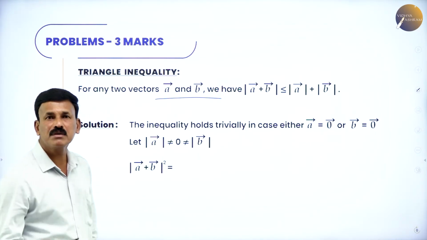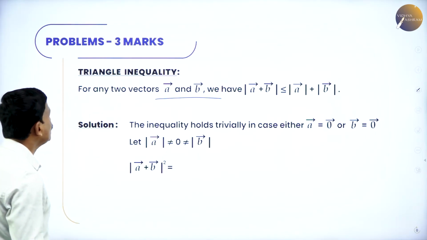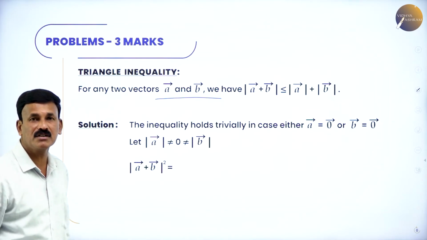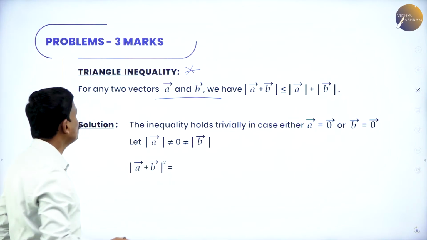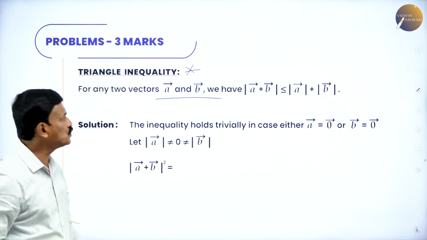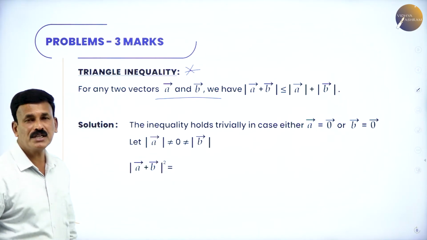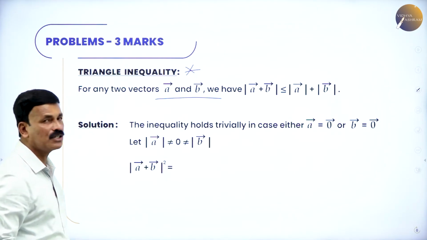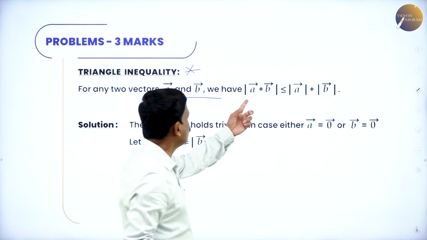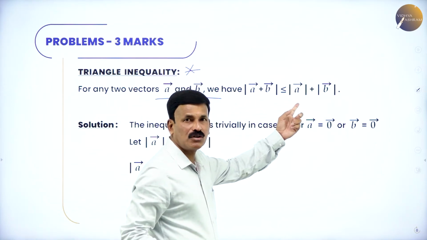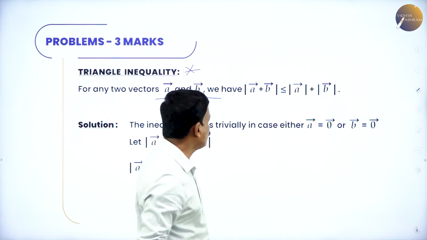Okay. Now let us come to the next inequality, the triangular inequality. What is this triangular inequality? This is also very important. If A and B are any two vectors, then the magnitude of A plus B is less than or equal to the magnitude of A plus the magnitude of B. So the length of A plus B is less than or equal to the length of vector A plus the length of vector B.